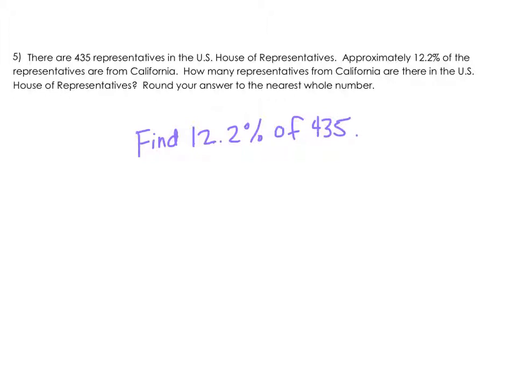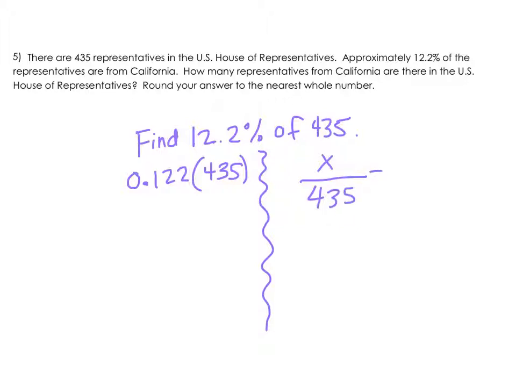Again, this is a good candidate for my decimal, my percent equation. So changing that to a decimal is 0.122. And we're going to multiply by 435. Or percentage over base amount equals 12.2 over 100. Either way, I am going to get the same answer. Let's look at how we get the same answer. 0.122 times 435 is 53.07.